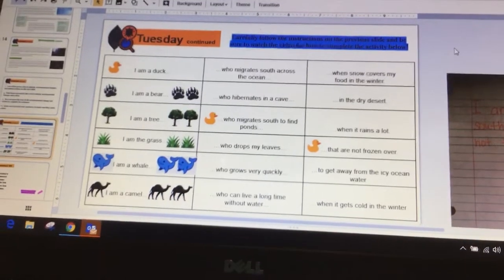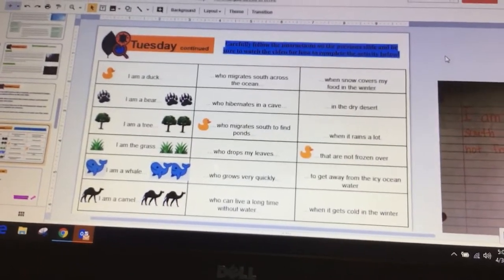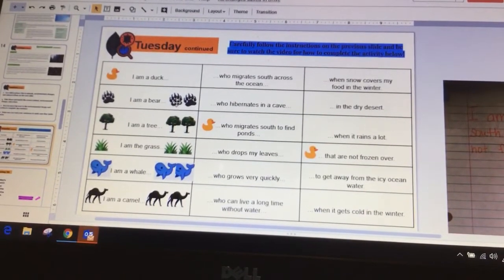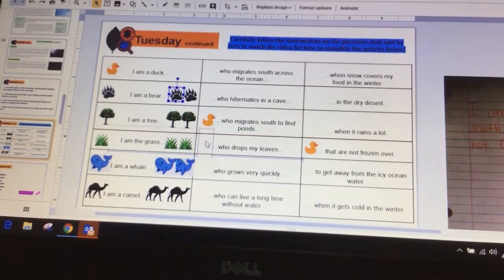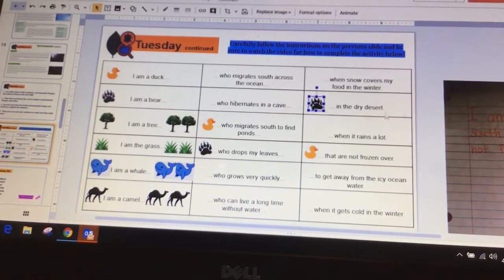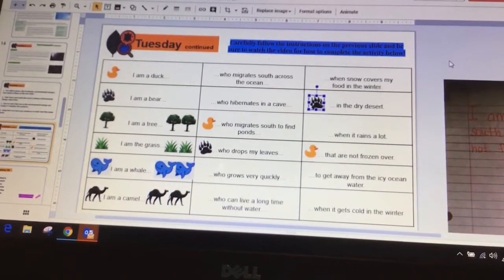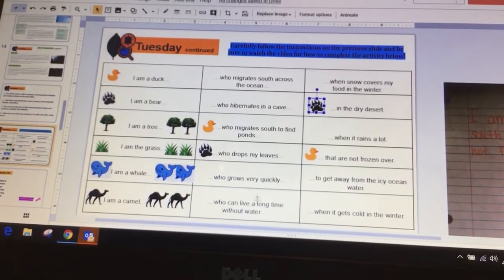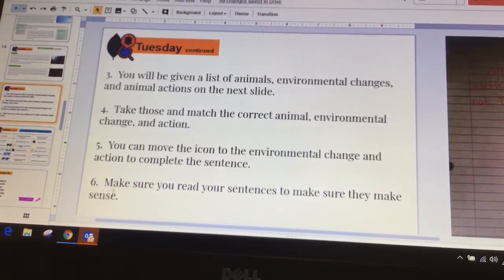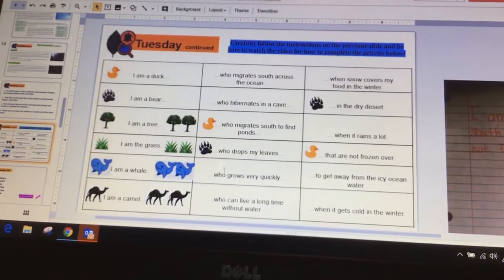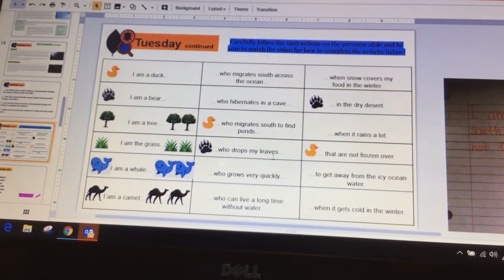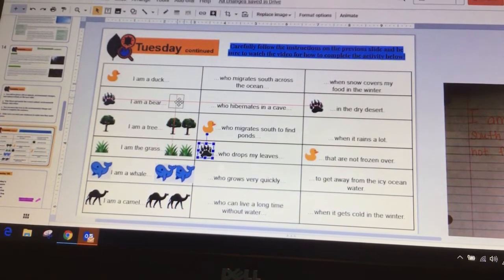So I just did the first one with you, so now you'll continue from here. I'm a bear. I'm a bear, and you'll take this, and if you think I'm a bear who drops my leaves in the desert, okay? If that makes sense to you, then that makes sense to you. Just remember, when you're done, to go back and reread your sentence to make sure that it all makes sense, okay? All right, so obviously that is not the answer.